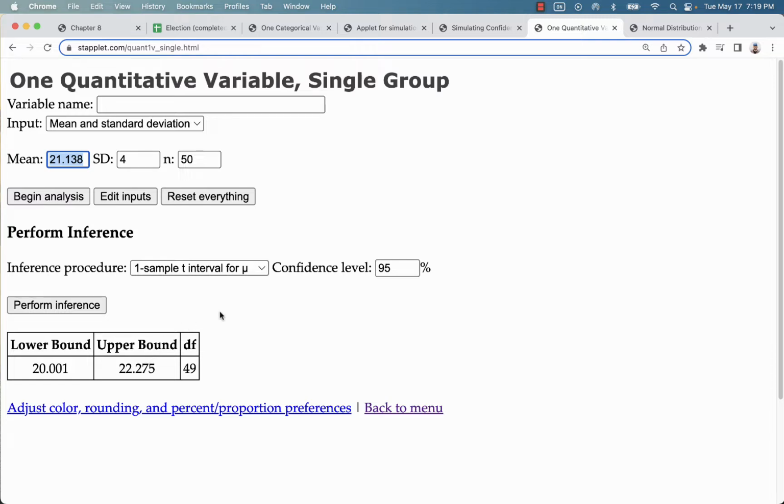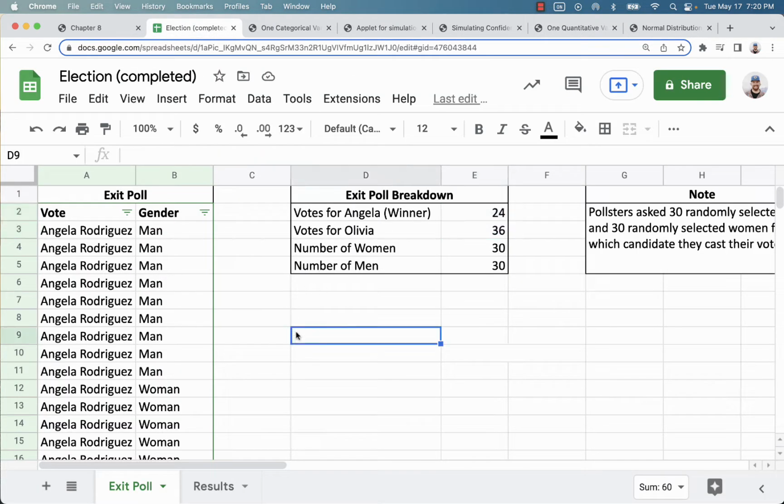Basically sampling and trying to shoot past that goal that we're trying to provide evidence for. With a population proportion, it's a bit different. What I'm going to do is go to this election problem.